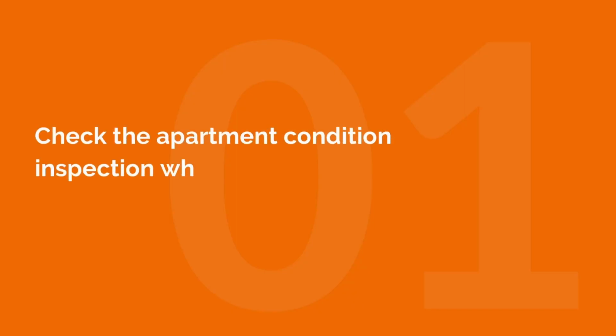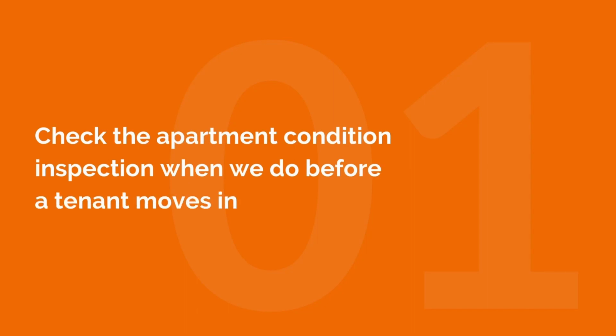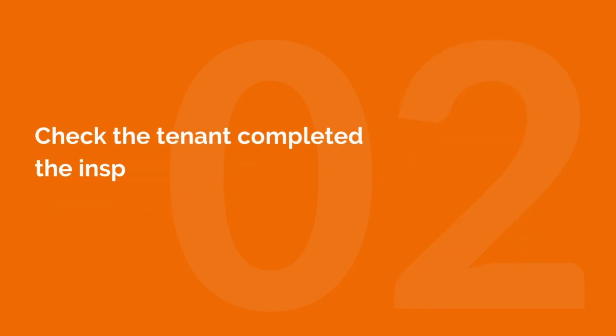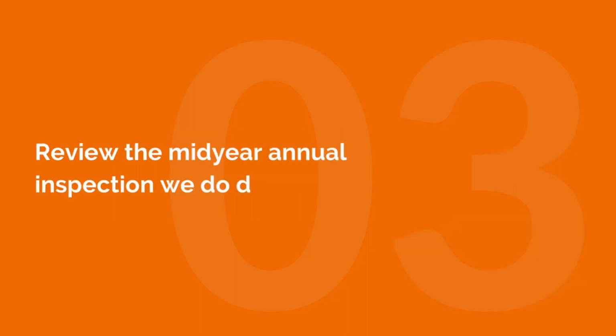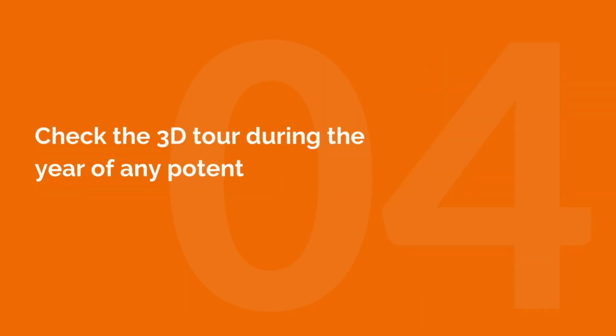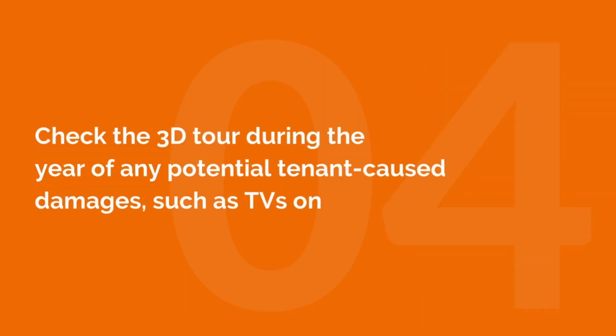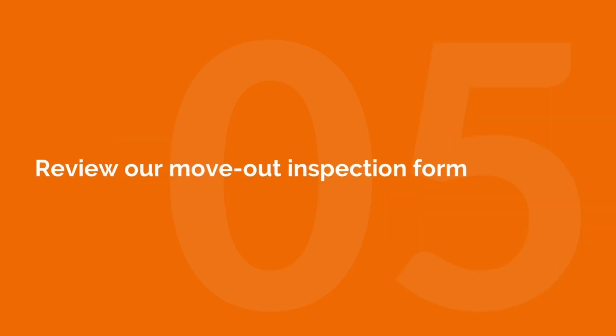Our process of determining security deposit deductions is: first, check the apartment condition inspection we do before a tenant moves in. Second, check the tenant-completed inspection for damages they stated when they moved in. Third, review the mid-year annual inspection we do during the year. Fourth, check the 3D tour during the year for any potential tenant-caused damages such as TVs on walls. And fifth and lastly, review our move-out inspection form.